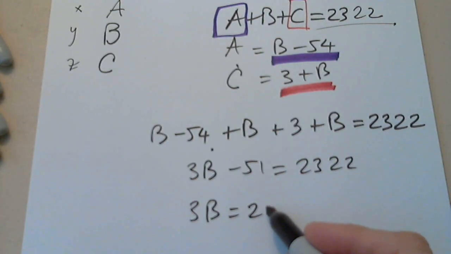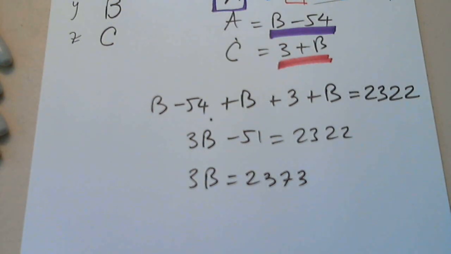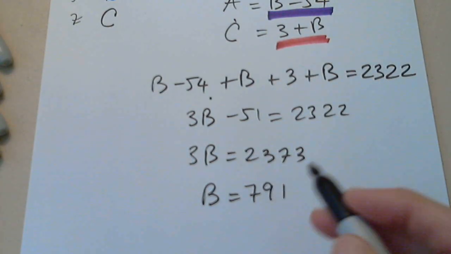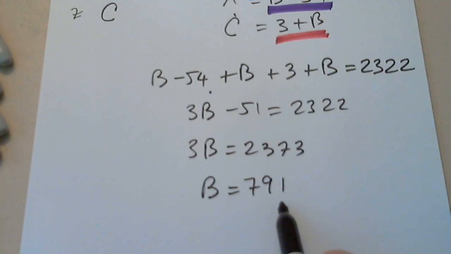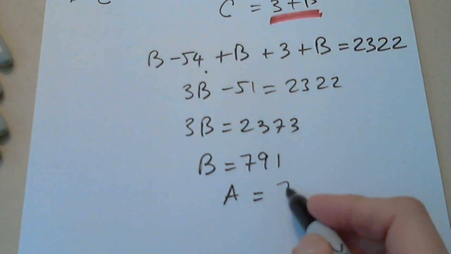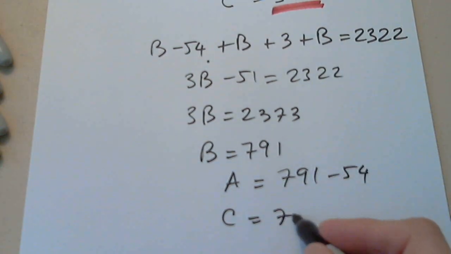And we get 2,373. And finally I have to divide both sides by 3. Let me see if this is divisible by 3. Yes it is. So B equals 791. So I did get 791. Then I go back and determine A: 791 minus 54. And I go back and determine C, which is 794.